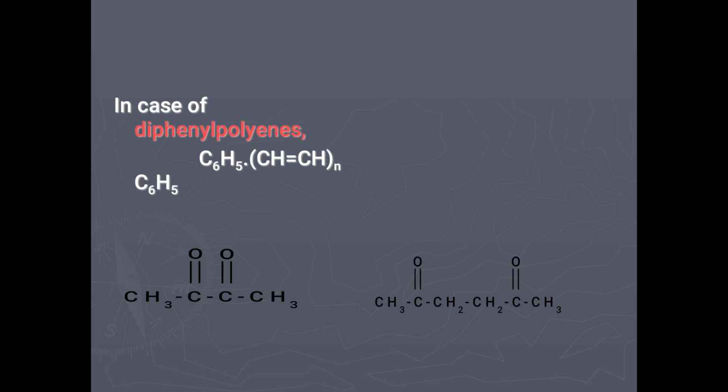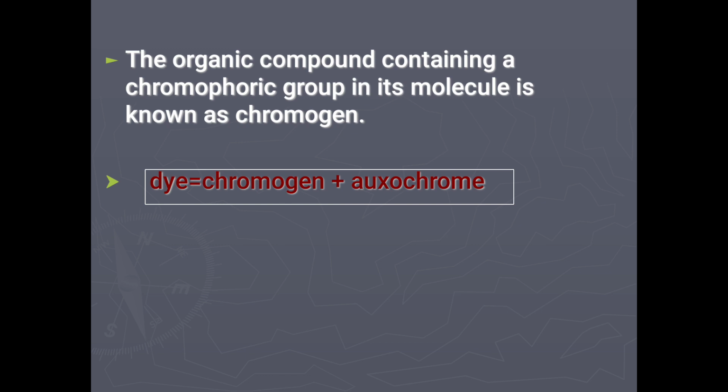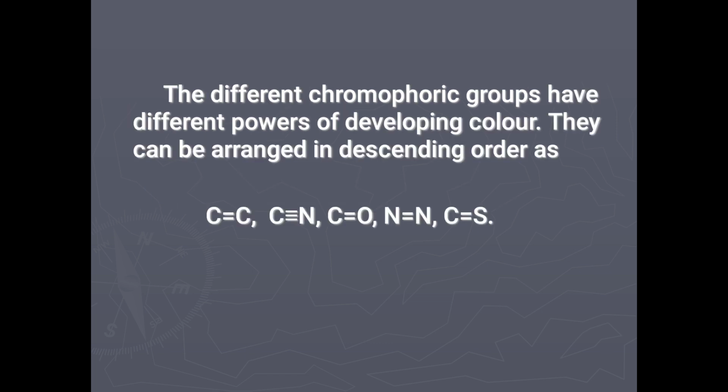In the case of diphenyl polyenes, the organic compound containing a chromophoric group in its molecule is known as a chromogen. Here, dye is equal to chromogen plus oxochrome. The different chromophoric groups have different powers of developing color. They can be arranged in descending order.